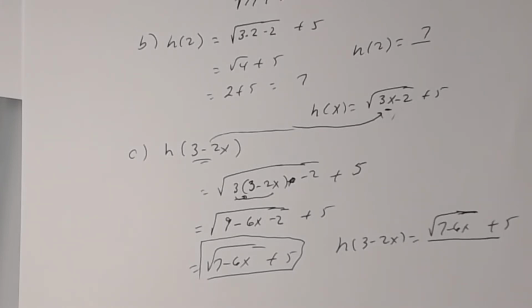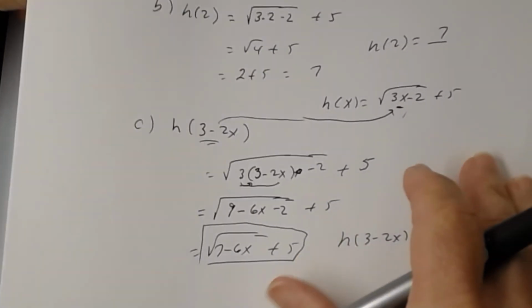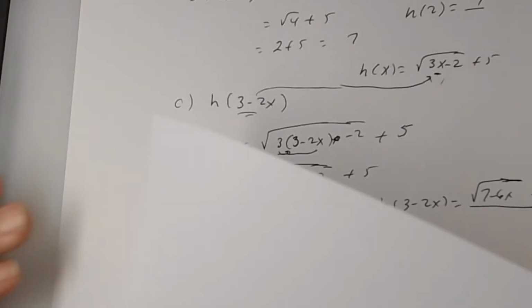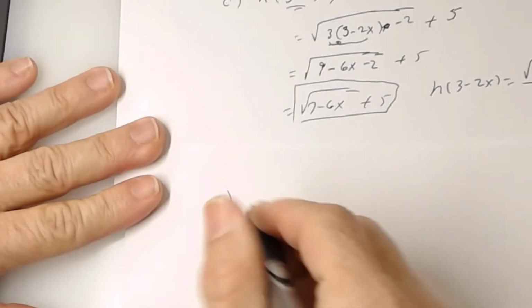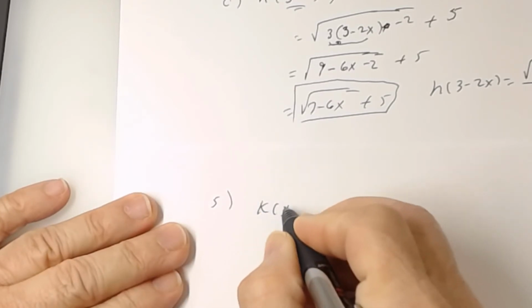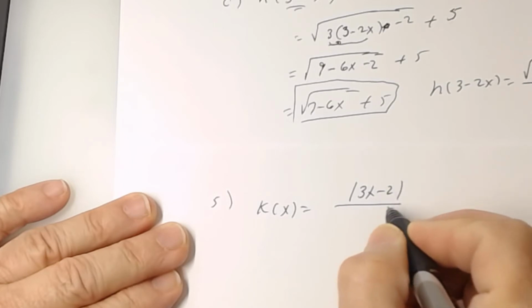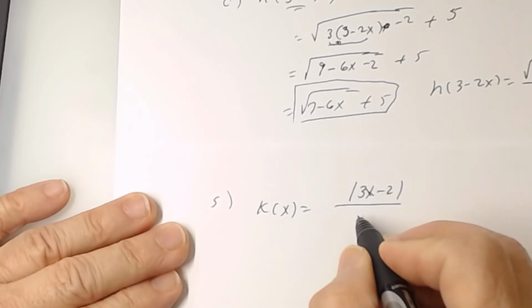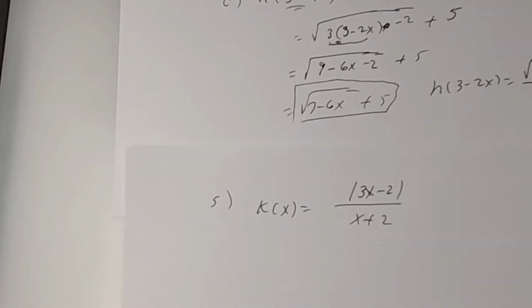And then finally, let's look at the next problem, number 5. So number 5 this time looks like this. You have k of x is the absolute value of 3x minus 2 in parentheses in the numerator. And the denominator is just x plus 2. So that's k of x. So in my math lab, you're going to see one like this.